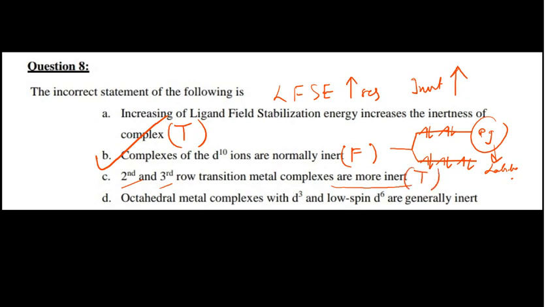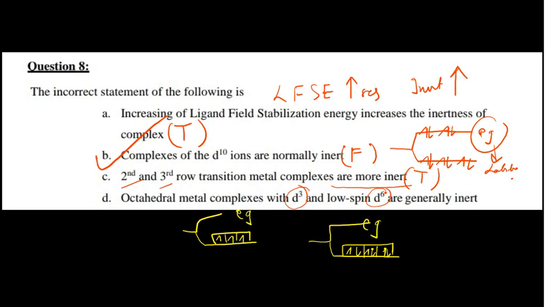And octahedral metal complex d3 and d6 low spin. See what it means. Say this is d3 low spin, 1 2 3, and this is d6 low spin, 1 2 3 4 5 6. So in both the cases the Eg orbitals are empty, that means in both the cases they are inert. So it is also true. So the only incorrect statement is option number 2, option B. Okay, now moving to the next problem.